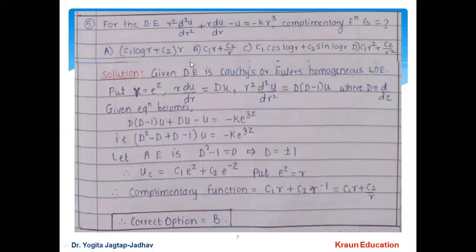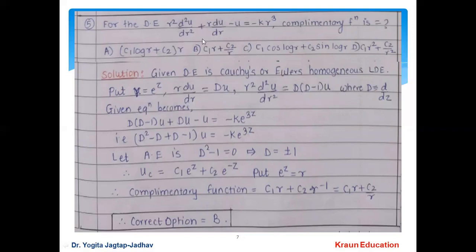The given differential equation is Cauchy's or Euler's homogeneous linear differential equation, because here the second order derivative has a multiplier r square, the first order derivative has a multiplier r, and so on. Therefore, we should substitute the independent variable r equal to e raised to z. Therefore, r into du by dr equals Du. R square d square u by dr square becomes D minus 1 operating on u, and so on.